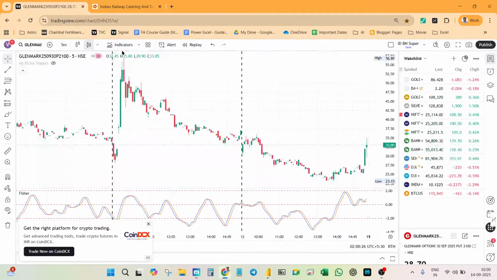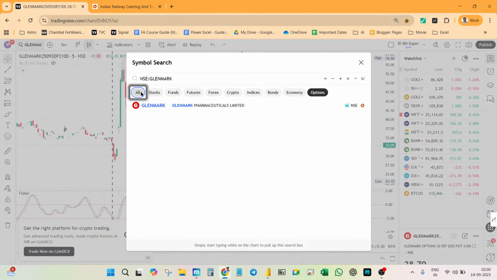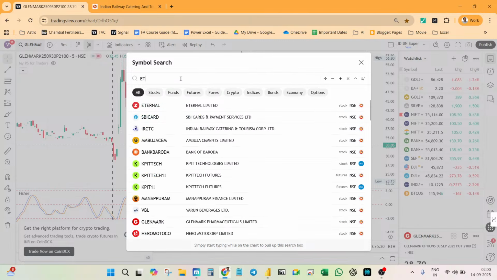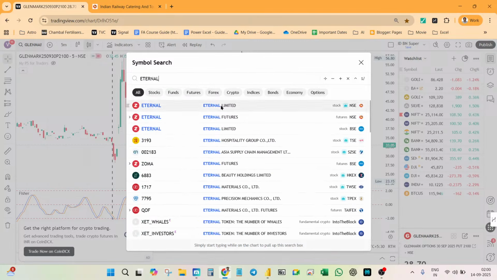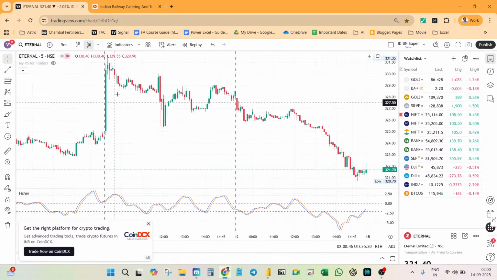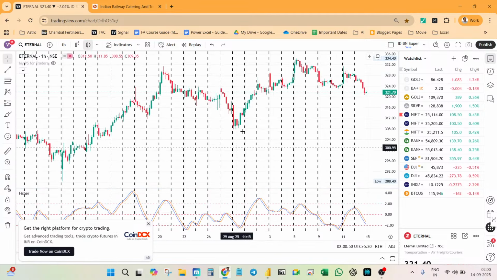Now let us go to Eternal here. Click here, go to all stocks, Eternal. In these 200 stocks, identifying which one is going to move upside or downside is very difficult. Now if you see here, let me take the 1 hour chart. Now 1st September, let us see here.